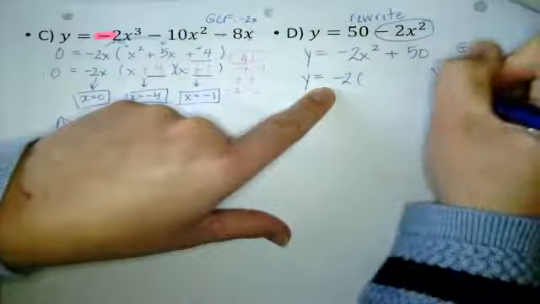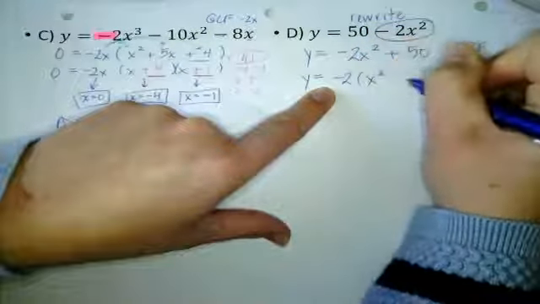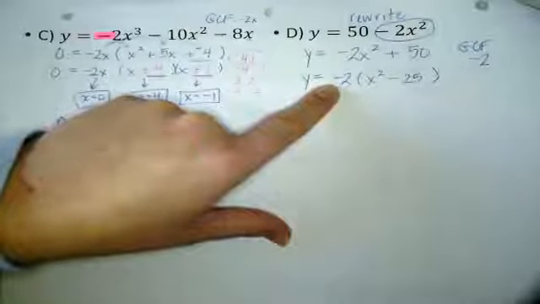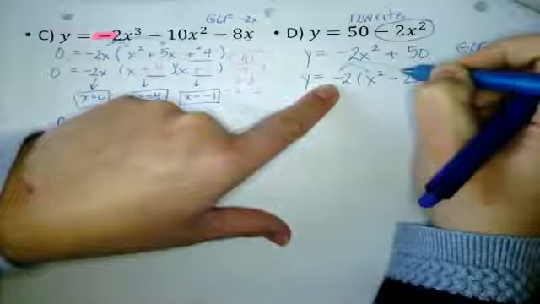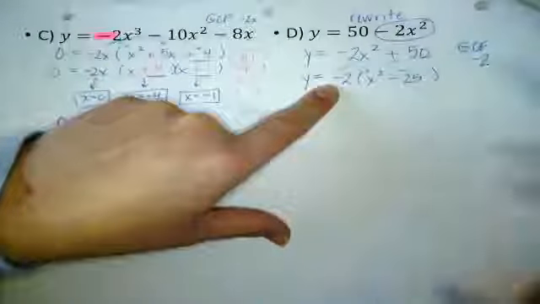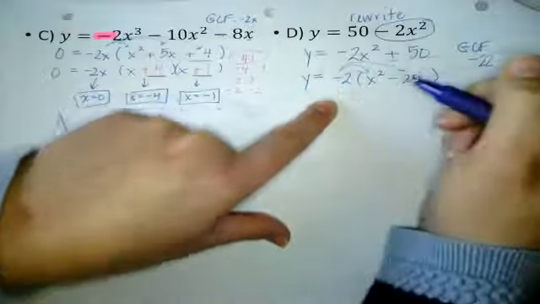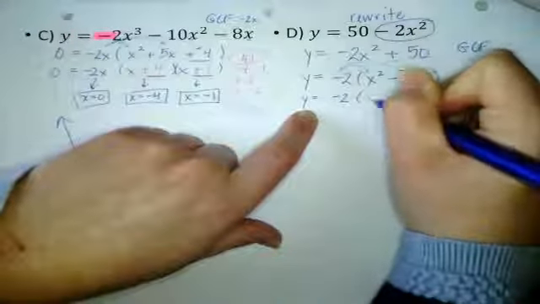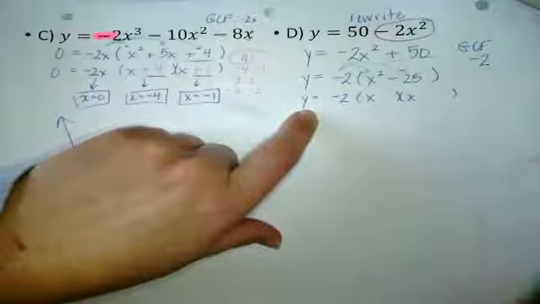So if I take out that negative 2, that's going to leave me with x squared and then minus 25. And how do I know I did it right? I just redistribute, make sure I got everything. So negative 2 times negative 25 gives me that positive 50. And then from here, I can double bubble. So we have x times x is x squared.